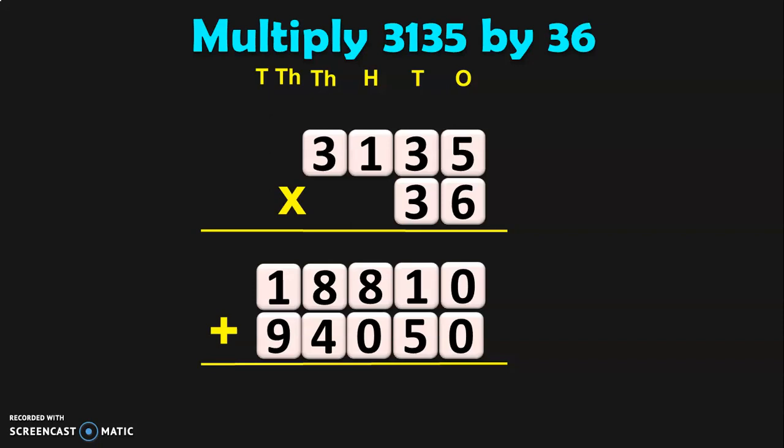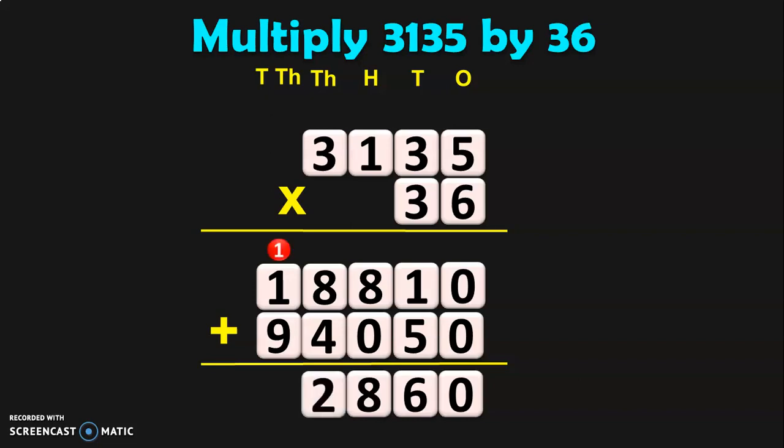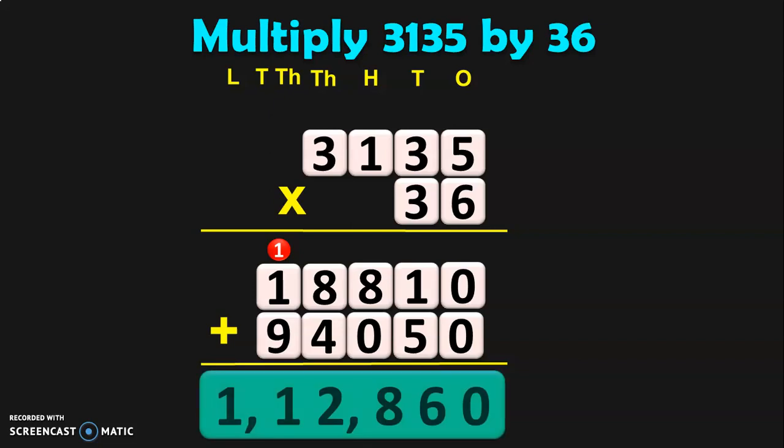So begin the addition from the ones place. 0 plus 0 is 0. 1 plus 5 is 6. 8 plus 0 is 8. 8 plus 4 is 12. 2 carry over 1. 1 plus 1 is 2. And 2 plus 9 is 11. So 1 will be in the 10,000s place and the other one will be taken to the new place value, that is the lakhs place value. So what will be the answer now? 1,12,860 is the product of 3,135 into 36. Let us do the next sum.